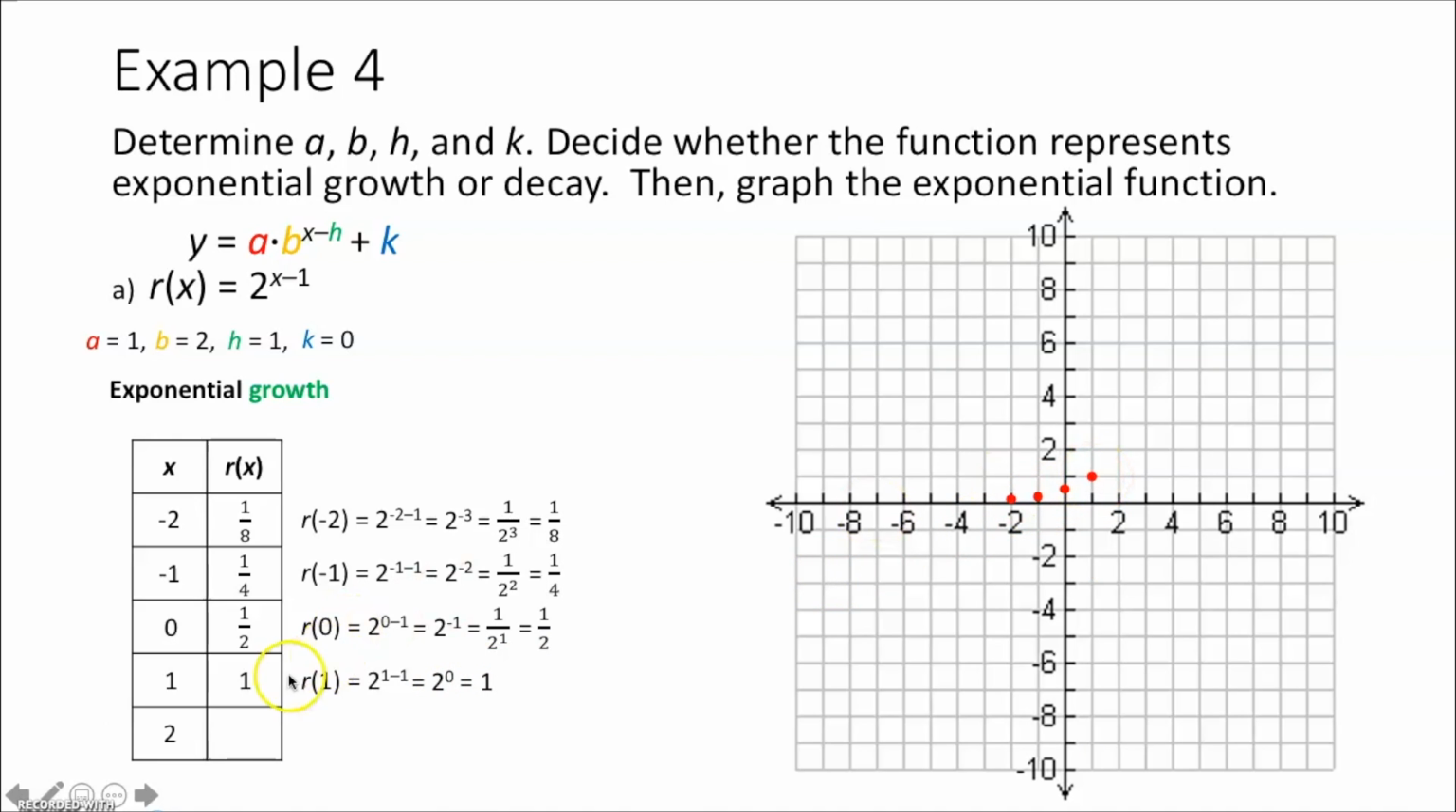And then lastly, 2, if I were to plug that in the function, 2 minus 1, I end up getting 1. So 2 to the first then is just going to be 2. So I plot the point 2 comma 2. Sweet. Now I draw my exponential growth curve going through that, and you're done.